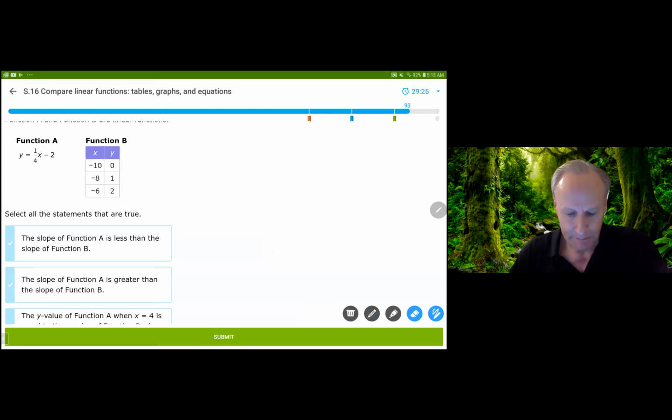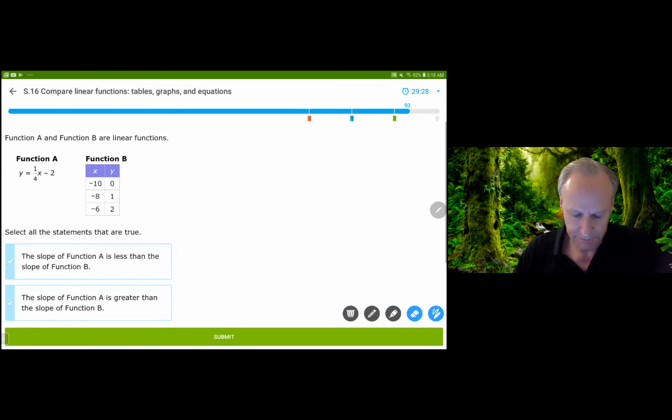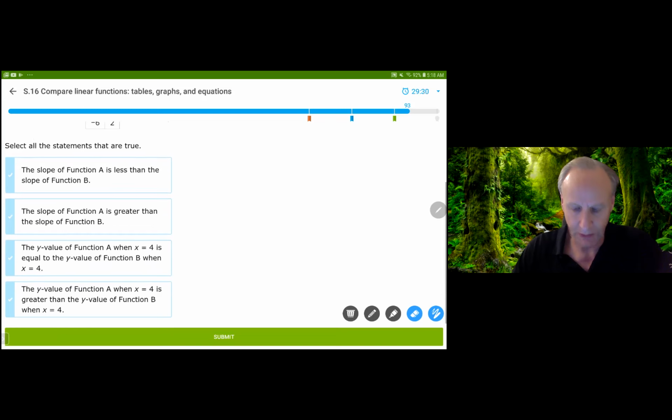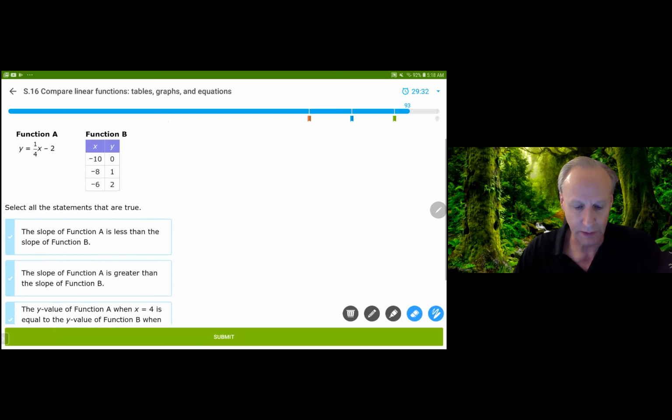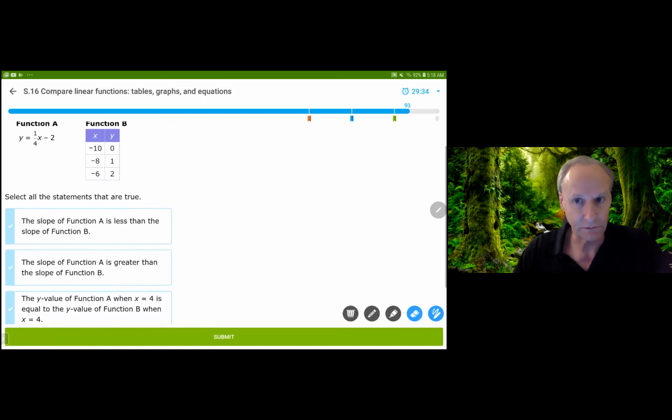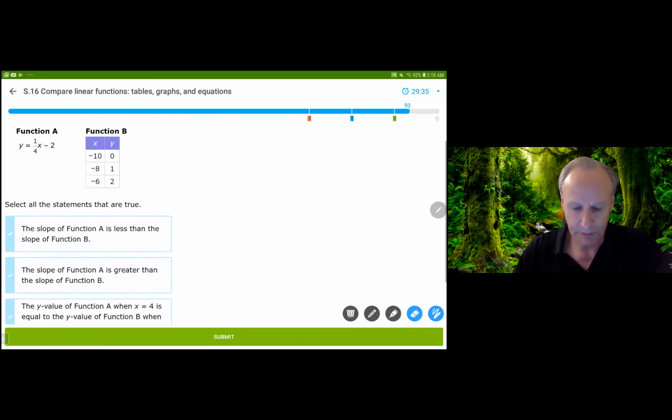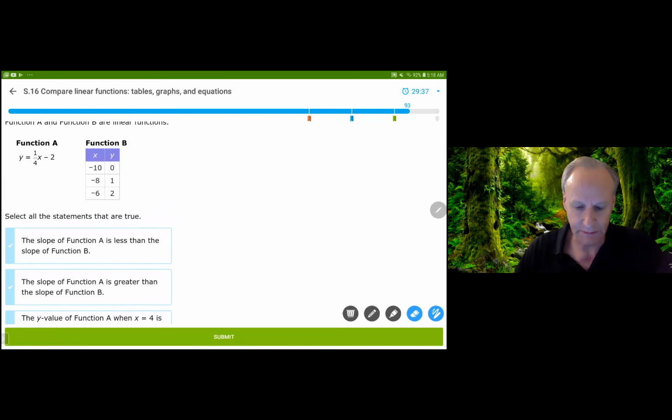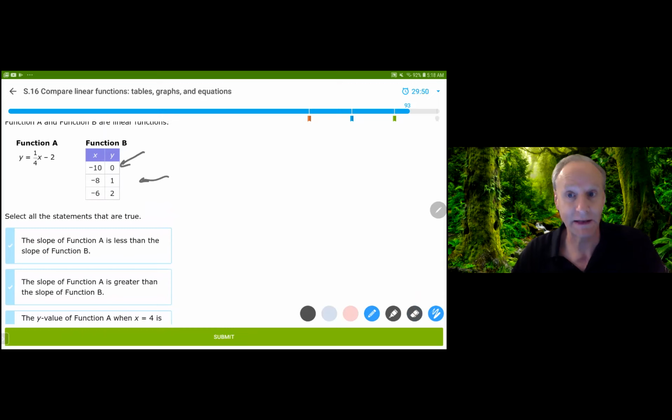So I'm comparing the slopes, and I'm also looking at y values when x is equal to 4. So I've got a lot of things to look at here. Probably the best thing to do is to go ahead and get my equation for function b. It's going to be a lot easier if I do that. So that's going to be my first step, to find my equation. Be careful. A lot of people are going to look at this very first point and say, oh, a y-intercept. That happens to be an x-intercept.